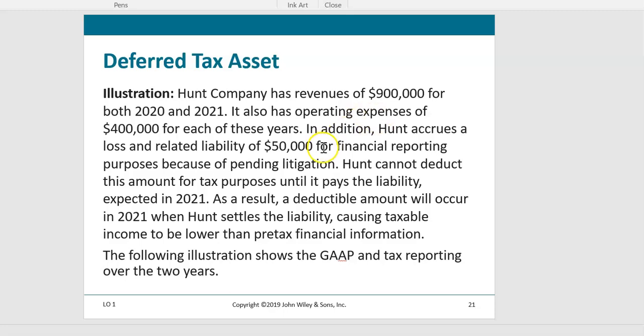So what's going on here? Because of this additional expense, our book or GAAP income will be lower than our taxable income. So we're going to end up paying more to the IRS than we're showing as income tax expense on our income statement. And that's going to result in us needing to record a deferred tax asset.